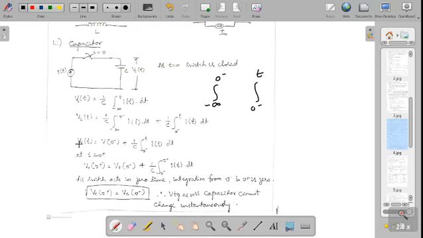Vc of t: the integral from minus infinity to 0 minus of I of t into dt is nothing but the past history of the capacitor, that is V of 0 minus. If it is carrying any voltage, it is represented by this term. So writing it as V of 0 minus plus 1 by C times the integral from 0 minus to t of I of t into dt. We need to evaluate this at t equal to 0 plus. Substituting, Vc of 0 minus plus 1 by C times the integral from 0 minus up to 0 plus.